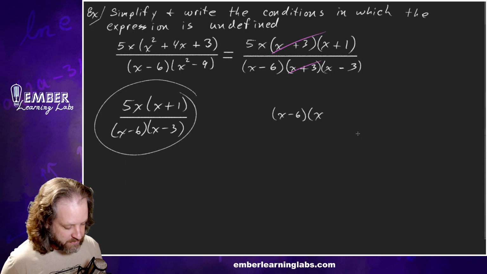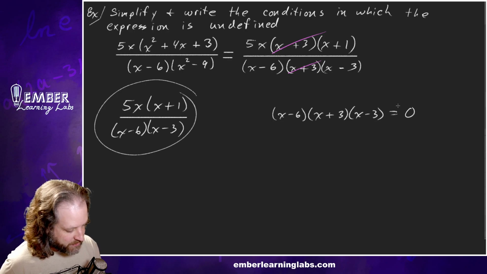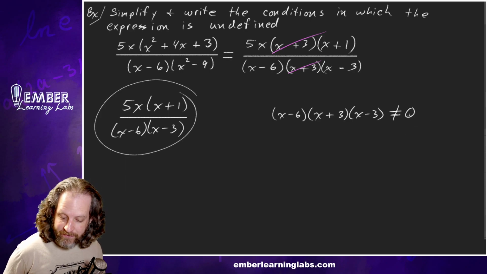That's going to save us some time and trouble. x plus 3 and x minus 3 not equal to 0, right? So now that we've got it completely factored and not equal to 0, we just set each factor equal to 0.